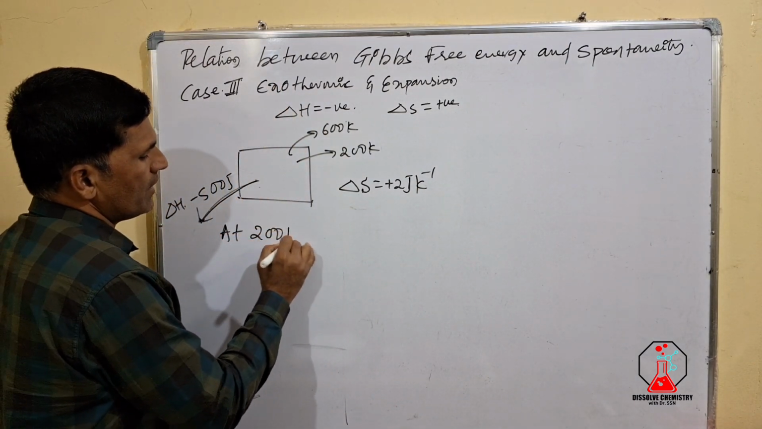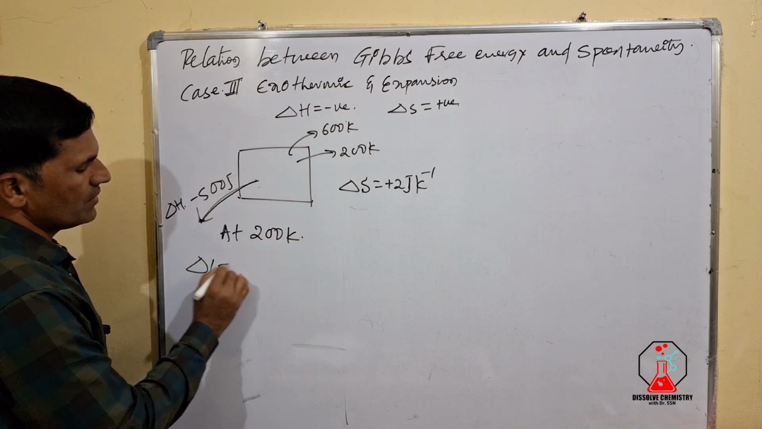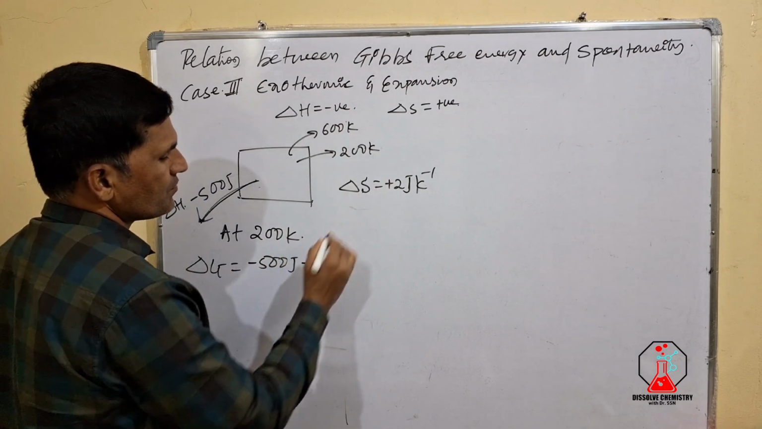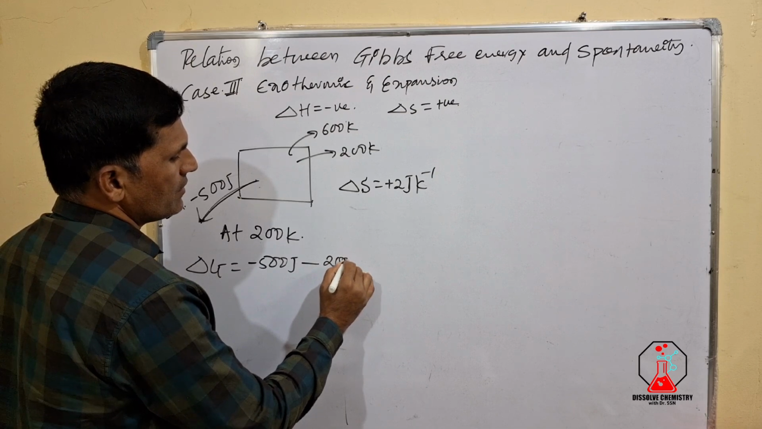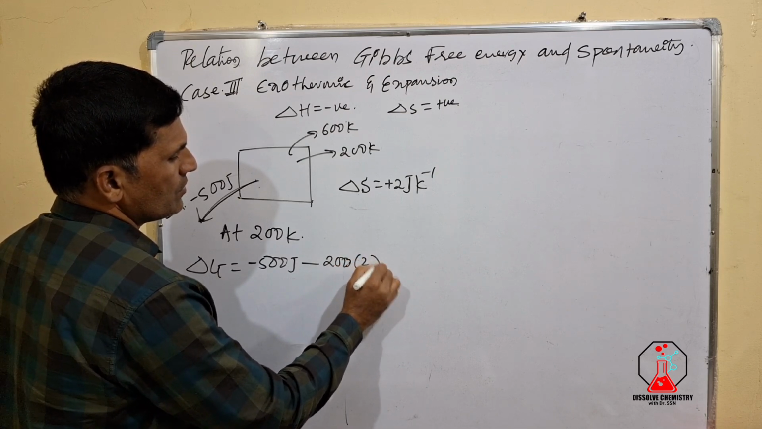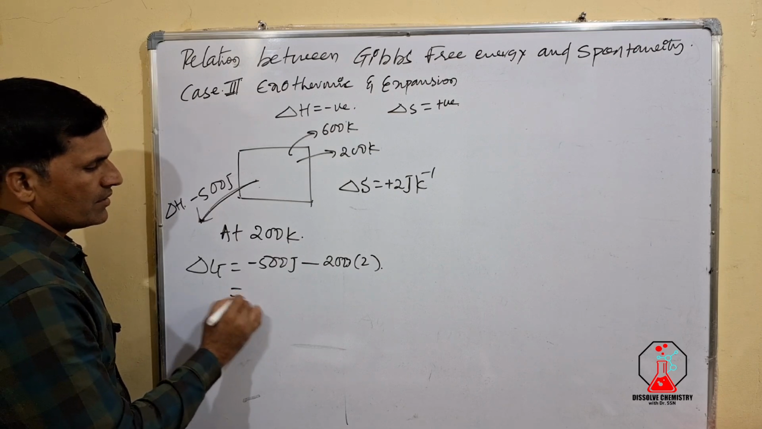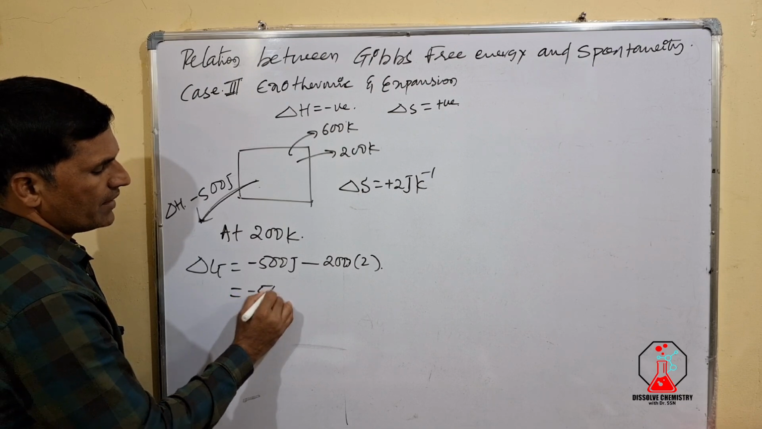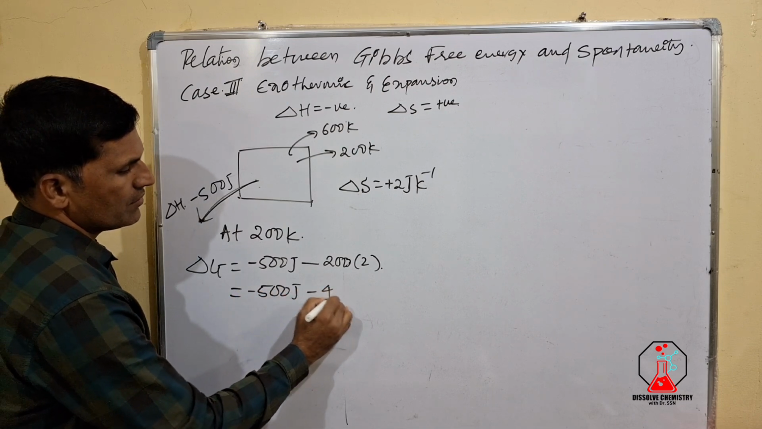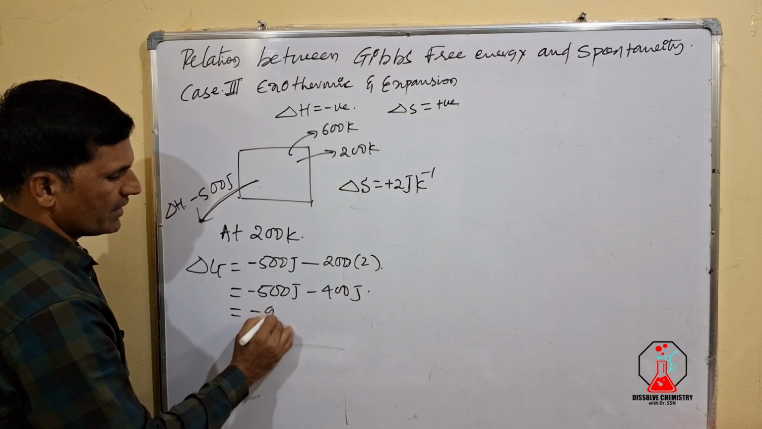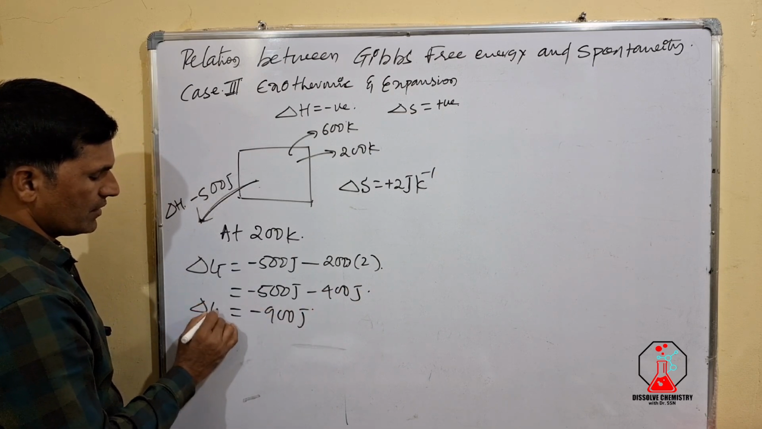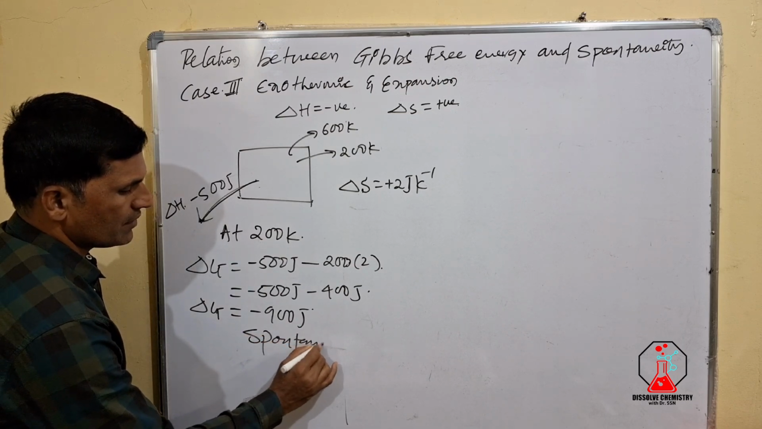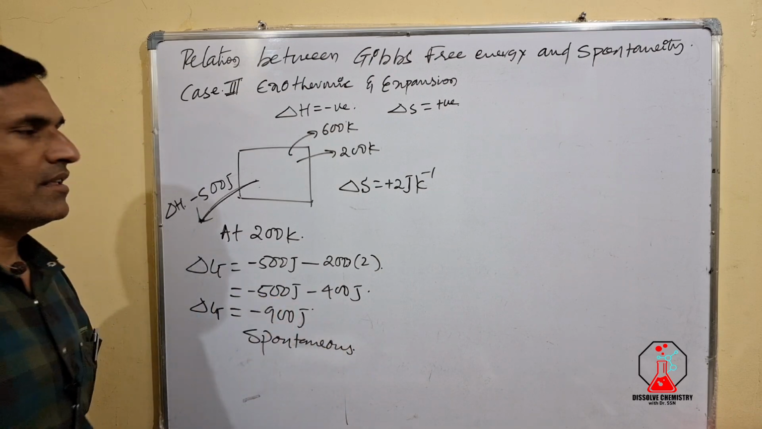At 200 Kelvin, let us substitute the values. So delta H is minus 500 joules minus 200 into 2. So that turns out to be how much? 400. Minus 500 joules minus 400 joules. So it turns out to be minus 900 joules, delta G. The process is spontaneous, because the delta G value is negative.